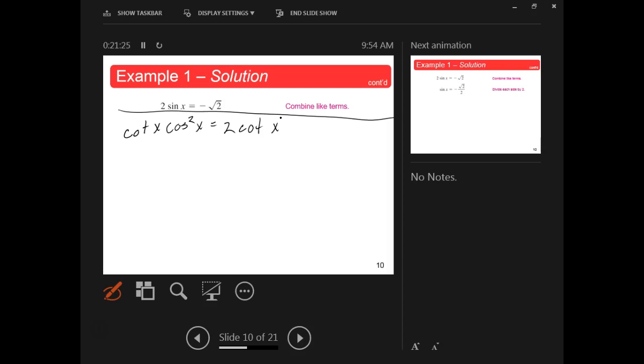Now, what looks a little bothersome about this one? You have both cotangents and cosines in it. It's going to be hard to isolate one or the other, but actually not as hard as you might think. So what might we do first before we start? Give it a shot.